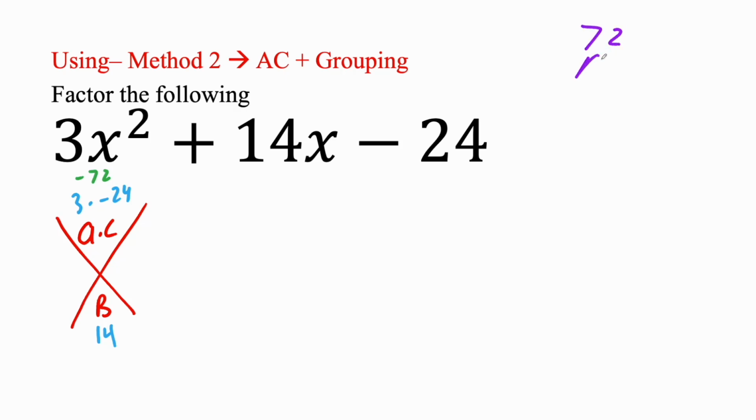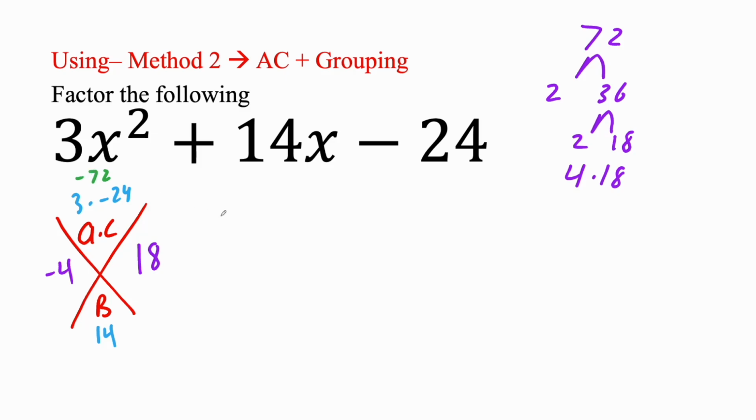So I have 72. How do I get 72? 2 times 36 is 72. I can also do 2 times 18 and get 36. But then I see something. So 72 is the same as 4 times 18. In our case, we want two numbers to multiply to give us negative 72, but add to give us 14. And we can do that if we pick 18 and negative 4. 18 minus 4 is 14. 18 times negative 4 is negative 72.